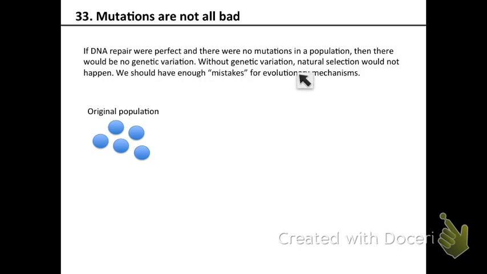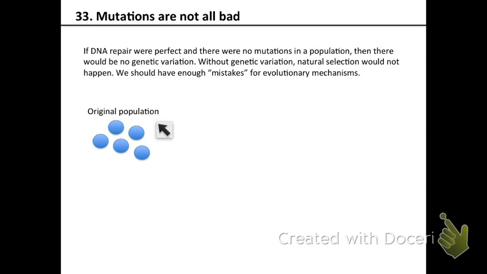And without genetic variation, natural selection would not happen. It doesn't have anything to work on, right? So we should have enough mistakes for evolutionary mechanisms to continue. So I try to just illustrate that very simply here.